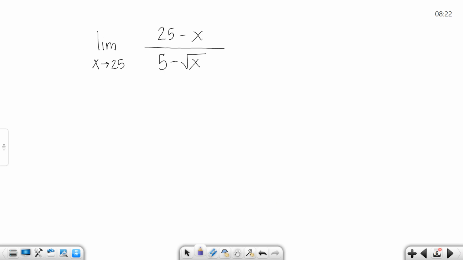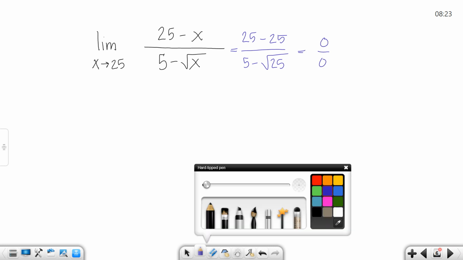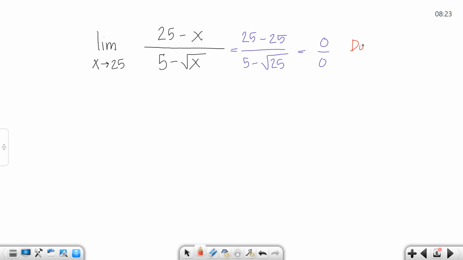Okay, so here's another one. It has a radical. We'll just plug in like we've been doing. My value to plug in is 25. So 25 minus 25 over 5 minus the square root of 25. So as you can see, that's 0 over 0. 0 over 0 means do more work. Now, do more work usually means factor, and there are some sneaky ways to factor this one, but if it has a radical, I call it rationalize.